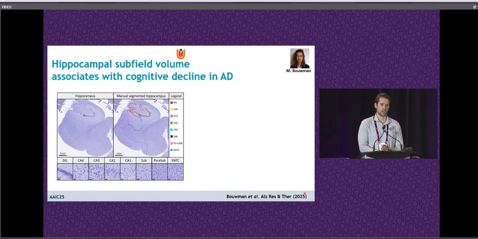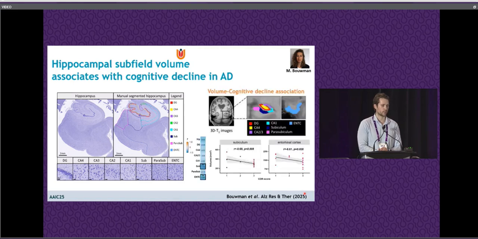And then another colleague, Maud Bouwman, looked in a detailed manner at the hippocampus. She manually segmented all the subfields, a lot of work, but if you do this, you get a higher sensitivity when you associate with volume. Here we see, for instance, that an increase in CDR score, so a higher cognitive decline rate, associates with volume only in the subiculum and the entorhinal cortex, and not in the full hippocampus, meaning you get a little bit more sensitivity if you parse out these different subfields.